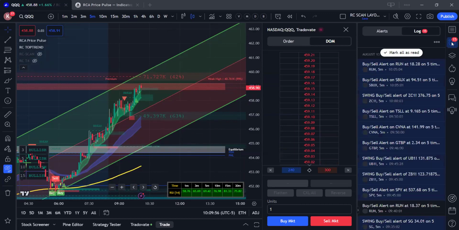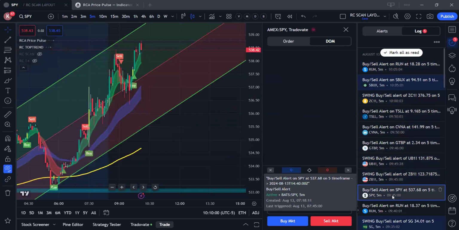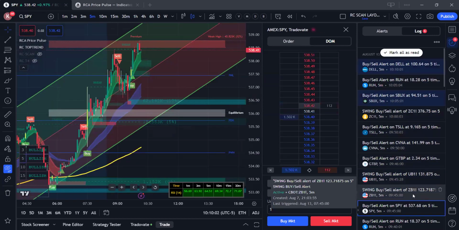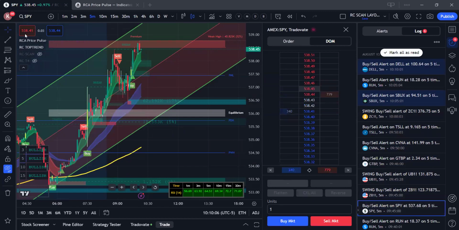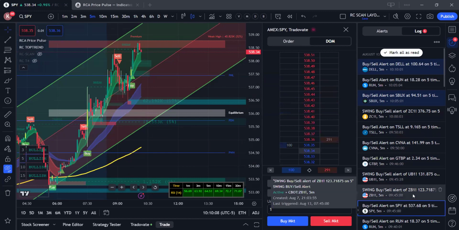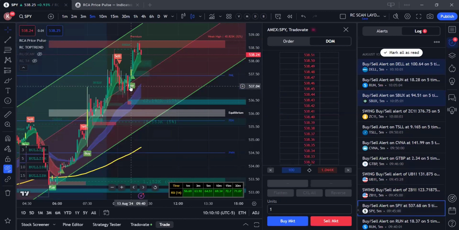But yeah, when you got a buy signal, you got a buy on SPY at 537.68. It went to 538.45 or something. Whenever you get a buy, you will look for the confluence. Okay, this is looking good, this is looking good, this is looking good. Then you just went and you took the profits.